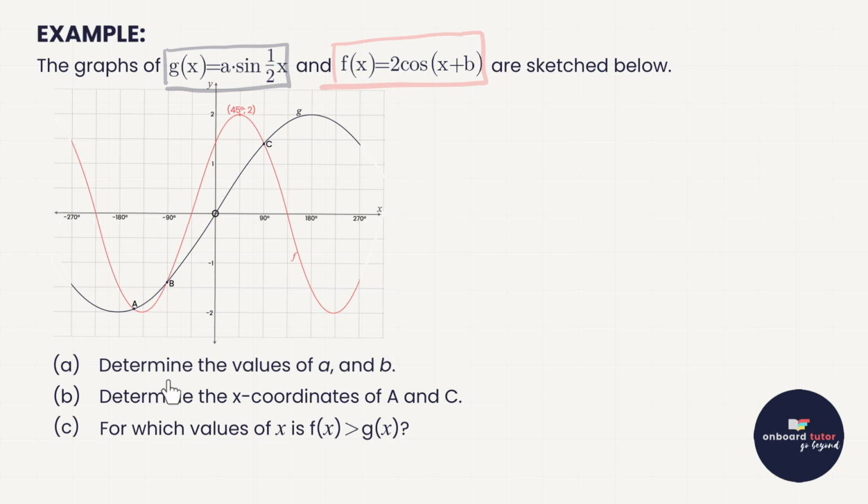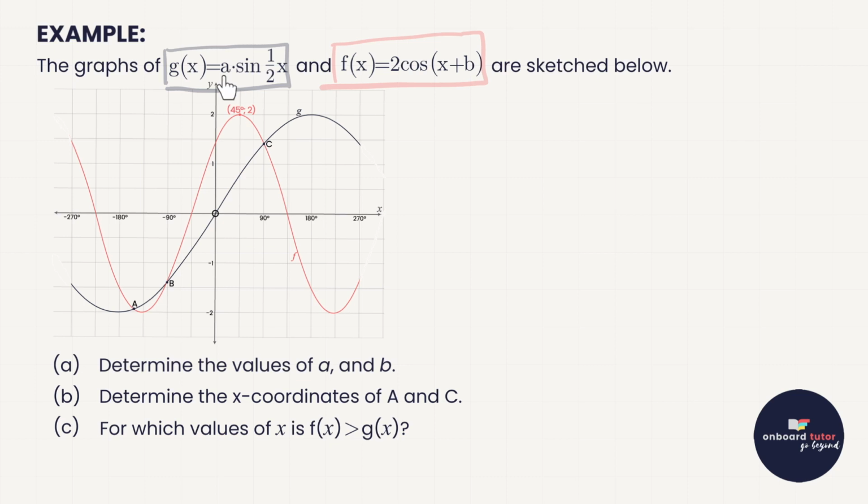Okay, the first question says determine the values of a and b. Now, in these graph questions, they can either ask us small letters or they can ask us capital letters. Small letters are always going to be variables within the equation, so it's their way of saying determine the equation. Whereas capital letters are going to be coordinate points on the graphs themselves. Okay, so that's something to look out for. If you can't find A and B, check whether they are capital letters or lowercase letters.